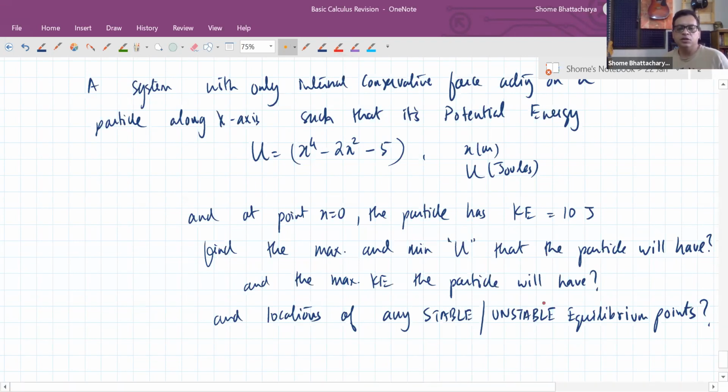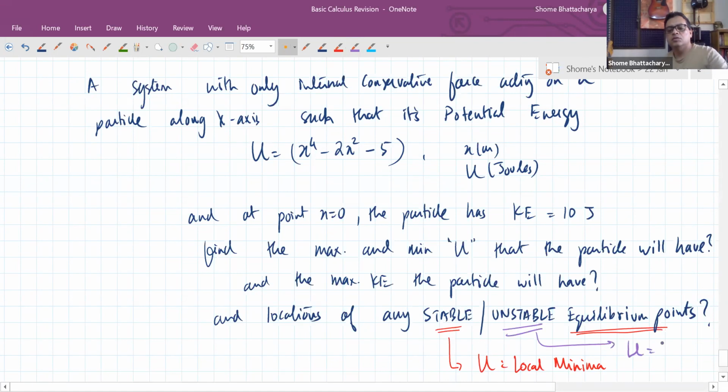Furthermore, when it comes to the equilibrium points, we'll understand that equilibrium points are points where force should be zero. That means du by dx should be zero. But at the same time, the stable one is where the potential energy has a local minima. So at a stable equilibrium point, the potential energy should have a local minima, whereas an unstable equilibrium point will be a point where the potential energy has a local maxima. So we will use these relations also over here, that at the point of unstable equilibrium, if any, the potential energy function should have a local maximum. So let us look at this question next.